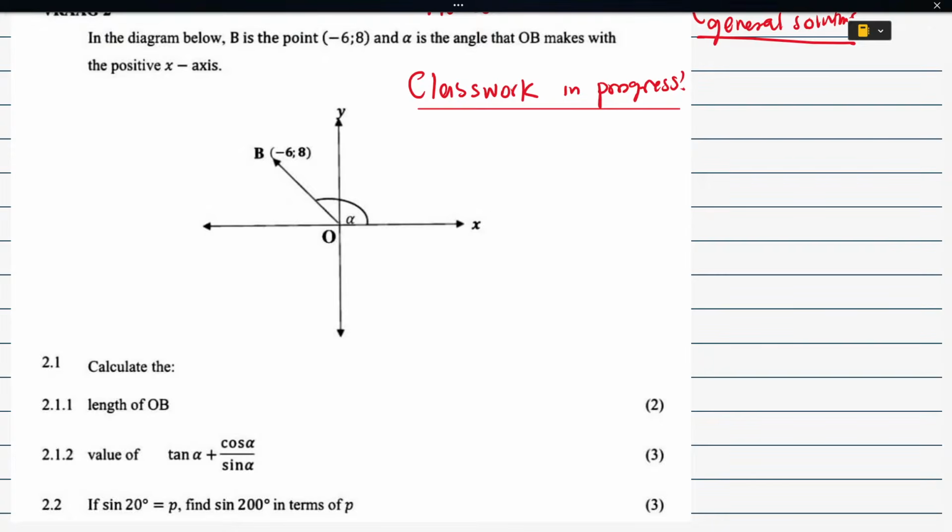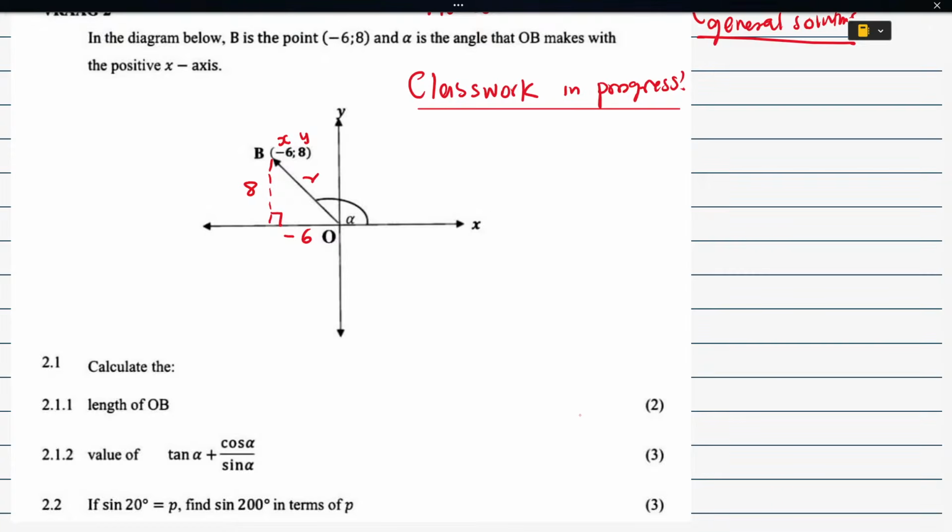All right. Let's do correction. Now, the first thing that you need to do, you need to construct. You need to make it a right angle triangle. First of all, write x this one, and this one is y. So this one will be minus 6, and this one is going to be 8, and this one is r.